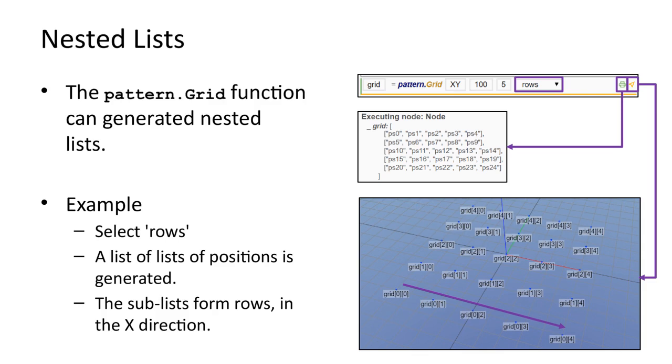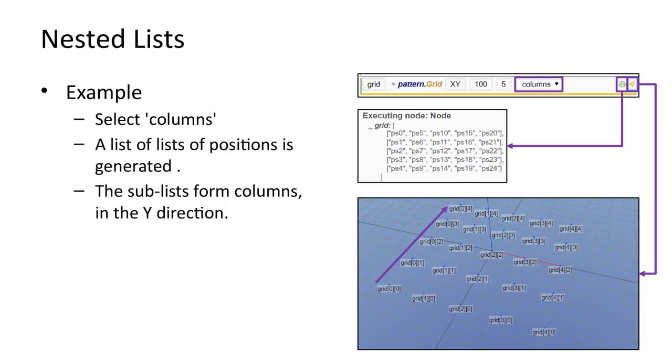In the function parameters, if you select rows, the function will generate sublists that are rows of positions, in the X direction. In the function parameters, if you select columns, the function will generate sublists that are columns of positions, in the Y direction.